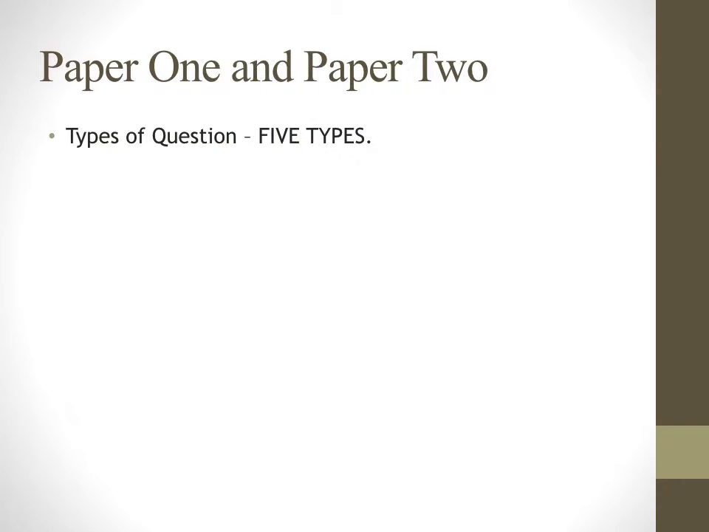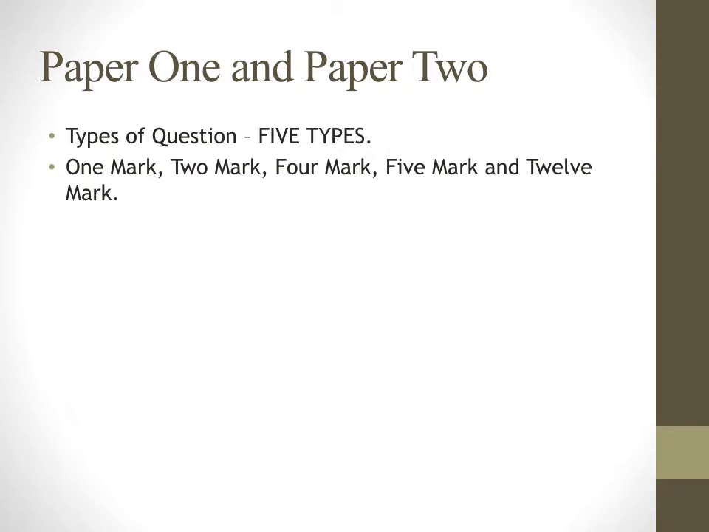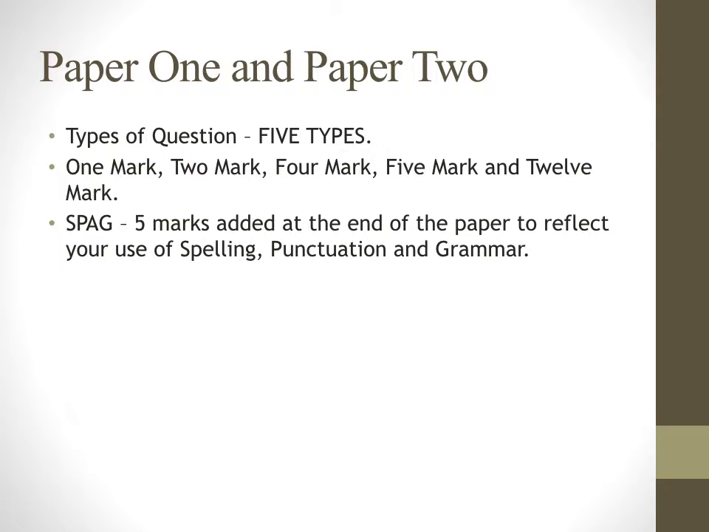There are 5 different types of questions in paper 1 and paper 2, and they all have the same basic format. Question A is worth 1 mark, 2 marks for question B, 4 marks for question C, 5 marks for question D, and 12 marks for question E, which is the mini essay. The mini essay will also have a SPAG mark. This is spelling, punctuation and grammar, and a total of 5 marks will be awarded by the examiner to assess this particular aspect of your paper.